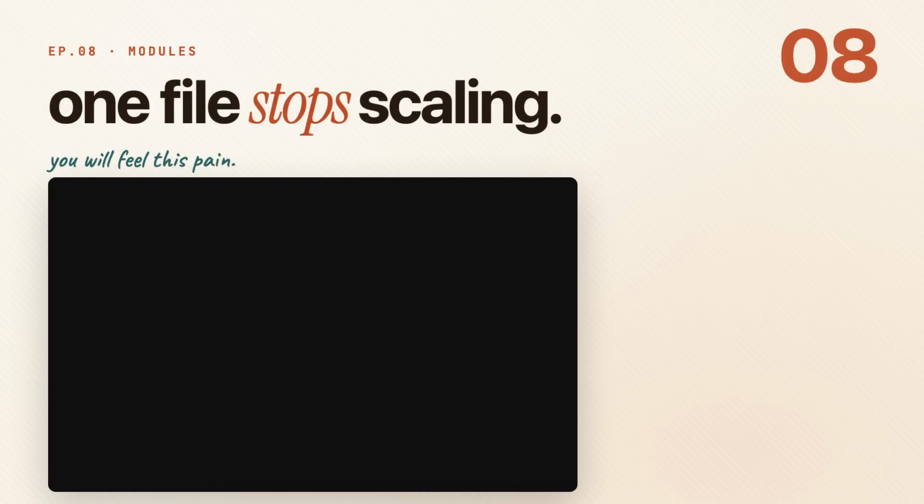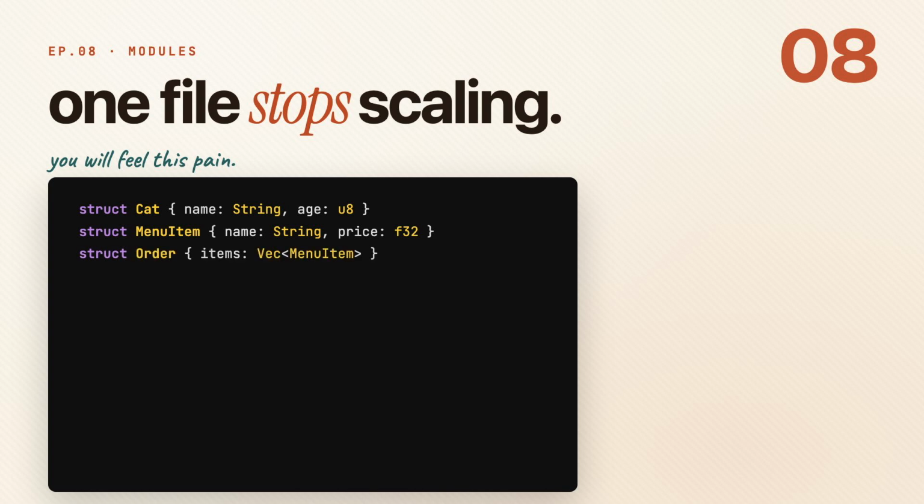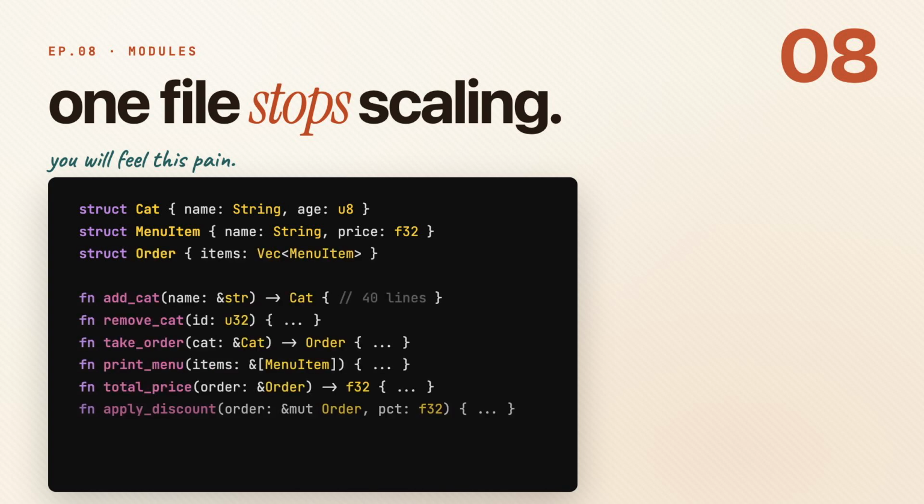New learning Rust and you start writing code, you might start with one file which is main.rs. It works fine at first, but then you add maybe a few structs, a few functions, then a bit more, and suddenly it's 400 lines out of nowhere.